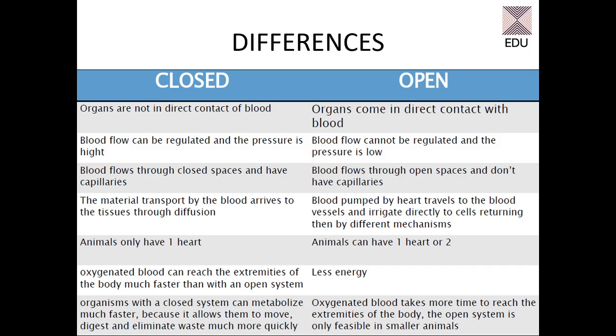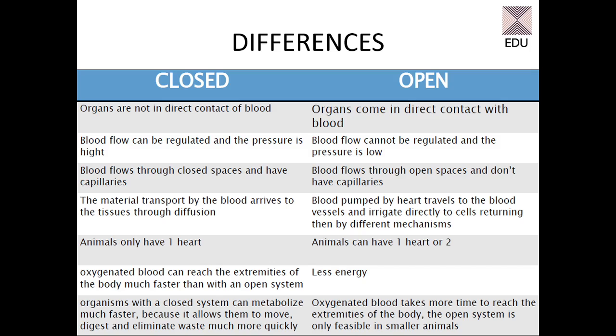In the closed system, the organs are not in direct contact with the blood, but in the open system we have the direct contact. The blood flow can be regulated and the pressure is high. But in the open system, you cannot regulate the blood flow to the extent that can be regulated in the closed type, and the blood pressure is also low. The third point is that in the closed type, blood flows through closed spaces and has capillaries. But here the blood flows through open spaces and we don't have capillaries.